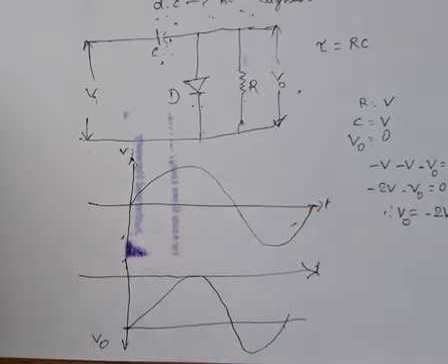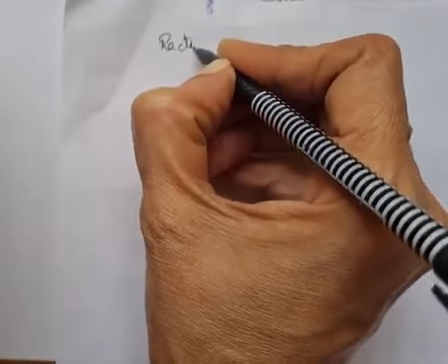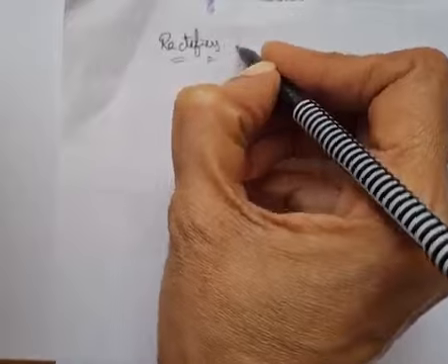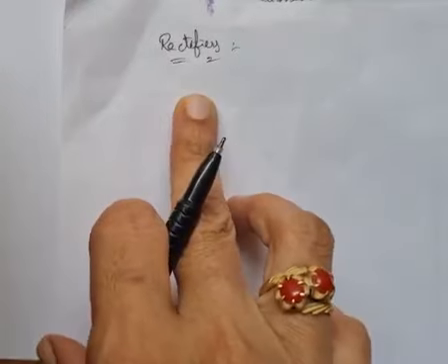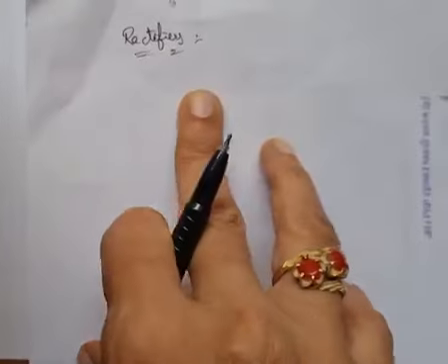So next we will see one more application of a diode, the main application we mostly use nowadays, that is called a rectifier. There are three types of rectifiers: half wave rectifier, full wave rectifier, and bridge rectifier. We will see what a rectifier is, what terms we use in rectifiers, and all the details and full discussion about rectifiers.